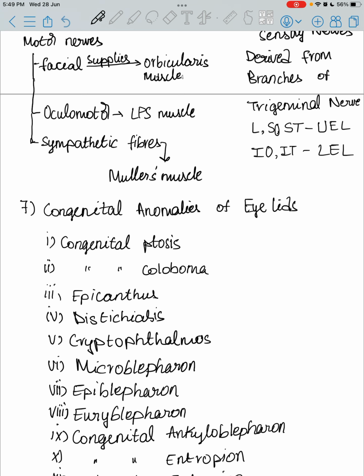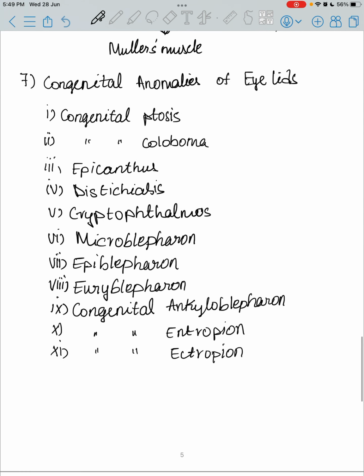And the last two congenital anomalies are congenital entropion and congenital ectropion. See, the eyelids are present like this, and eyelashes must be outwards. If the eyelids turn inwards, it causes congenital entropion. And if the eyelids turn outwards, it causes congenital ectropion.